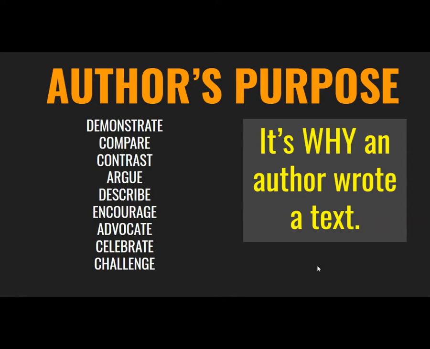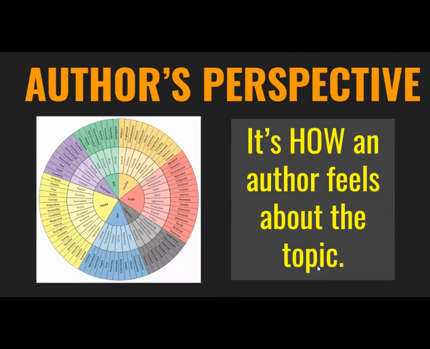So it's more than just PIE. There's more examples of author's purpose. But just remember, it's why an author wrote a text. And PIE is an easy way to remember that. So author's perspective, that's just how an author feels about the topic that they wrote about. It's a lot like mood when we talked about fiction, when you have a feeling, but this is different. This is how the author feels about the topic they wrote about.